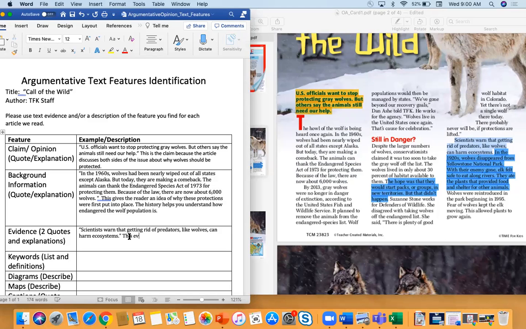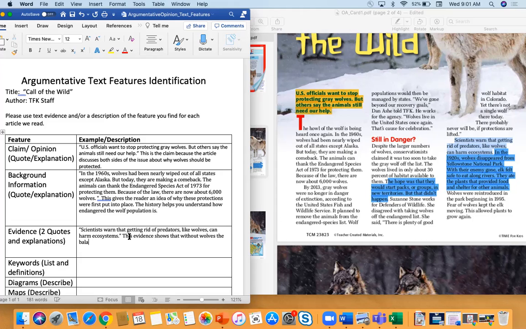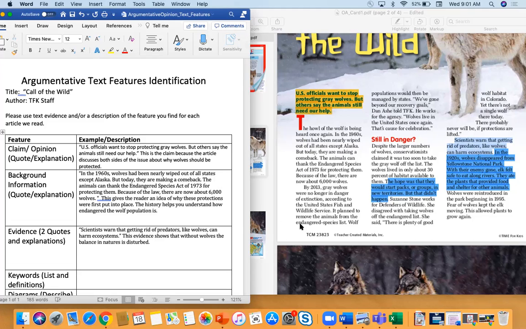This evidence shows that without wolves, nature is disturbed. Okay, one more.